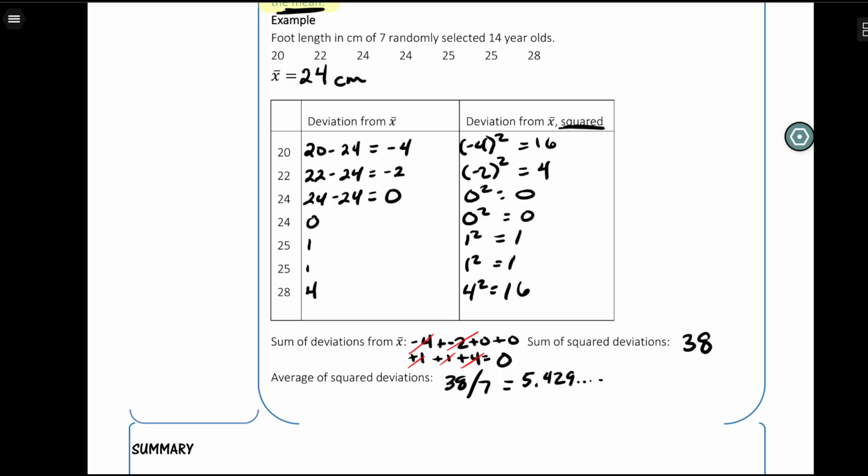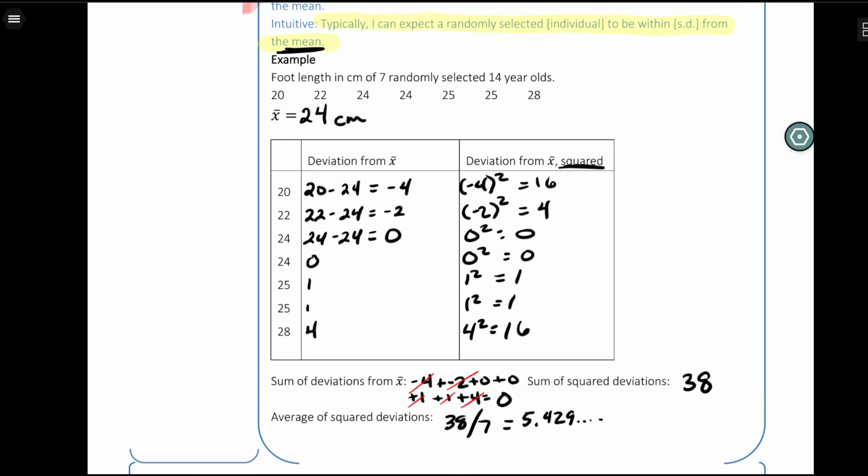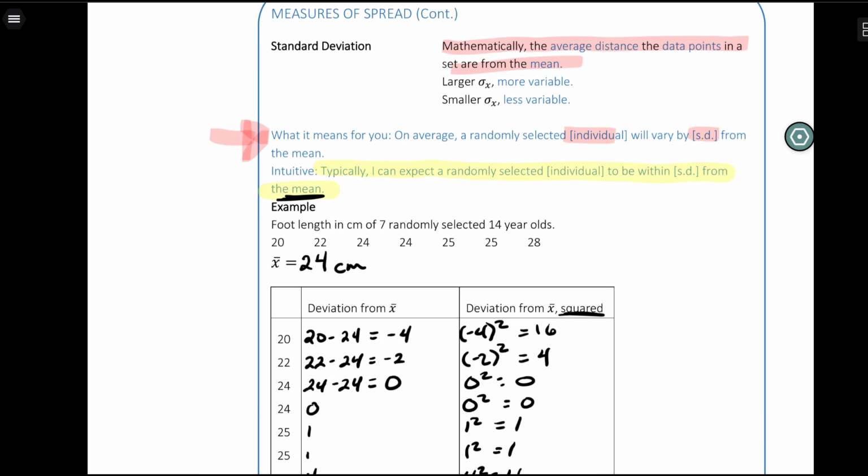We might think, okay, well, that's great. That tells me that on average, a randomly selected 14-year-old's foot will vary by 5.429 centimeters from the mean. Well, hold on for just a second. If I were to add that 5.429 to 24 centimeters, I get 29.429 centimeters. Did I have anybody that was 29.429 centimeters? No. I didn't have anybody that was longer than 28. So we missed something here. What did we miss?